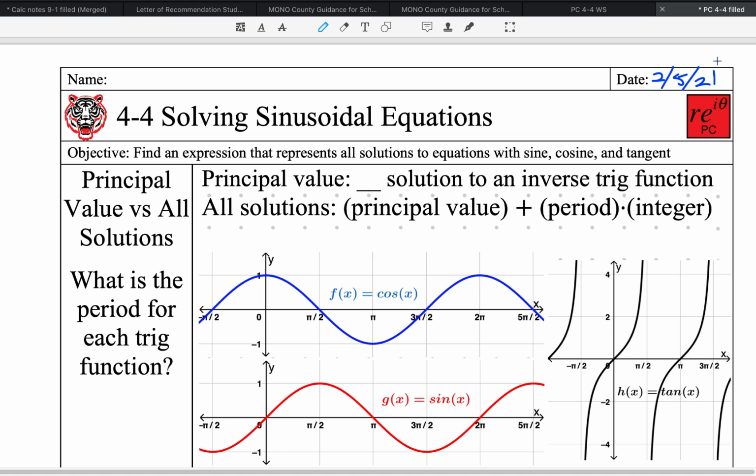Lesson 4-4, solving sinusoidal equations. Sinusoidal being an all-encompassing word that means sine, cosine, tangent, arcsine, arccosine, arctangent, all of those sine-type functions.